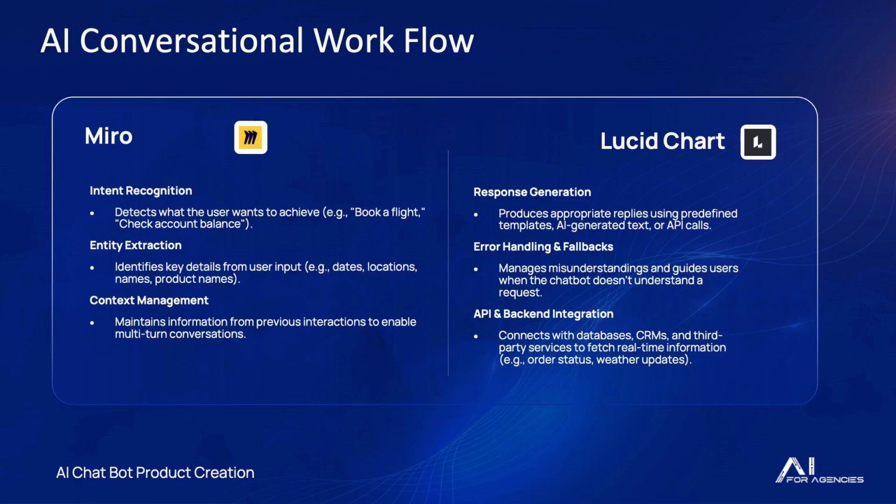We then have context management, which maintains information from previous interactions to enable multi-turn conversation. Basically, as you're talking to someone, you can always remember what they've said throughout the conversation. We then have response generation, which produces appropriate replies using predefined templates, AI generated text or API calls. We then have the error handling and fallbacks. So basically if the AI doesn't understand something, it guides users when the chatbot doesn't understand a request, and could push them over to a human to actually handle the conversation. We then have the API and backend integration, which connects with databases, CRMs, third-party services, which is what you'll use make.com for.